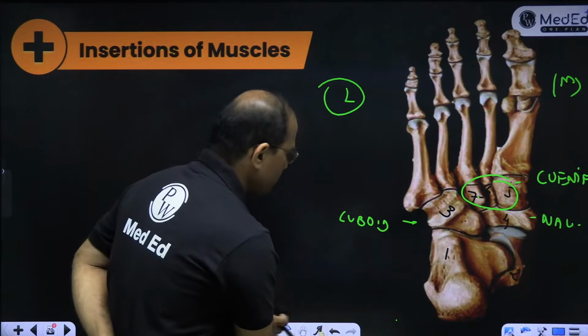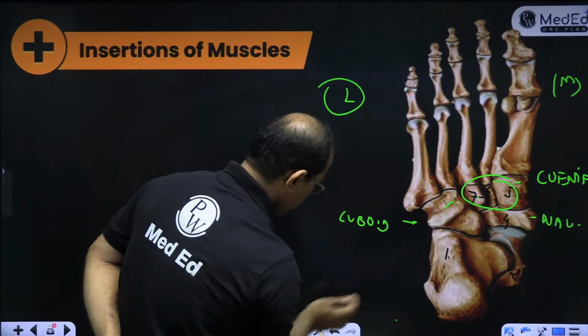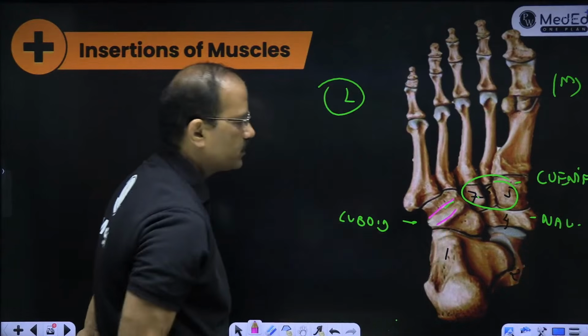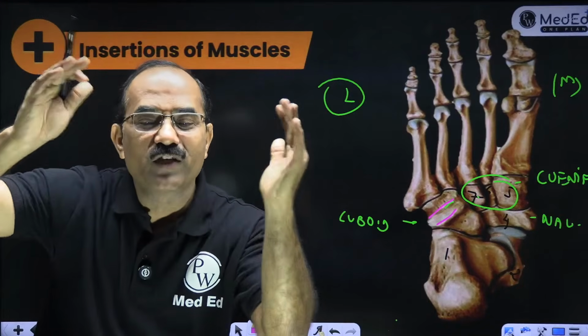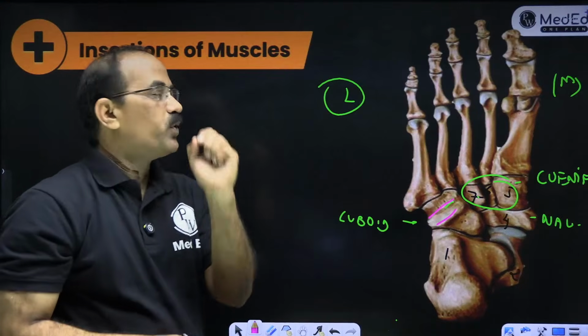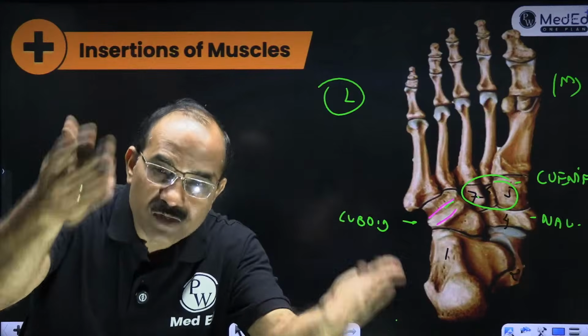One minute, I'll just clear this. You can see a groove here. Do you see this groove? Who is this groove for? Who forms this groove? I mean, the groove below the cuboid is for which bone? Hi Rithvik, the groove below the cuboid is for which muscle?